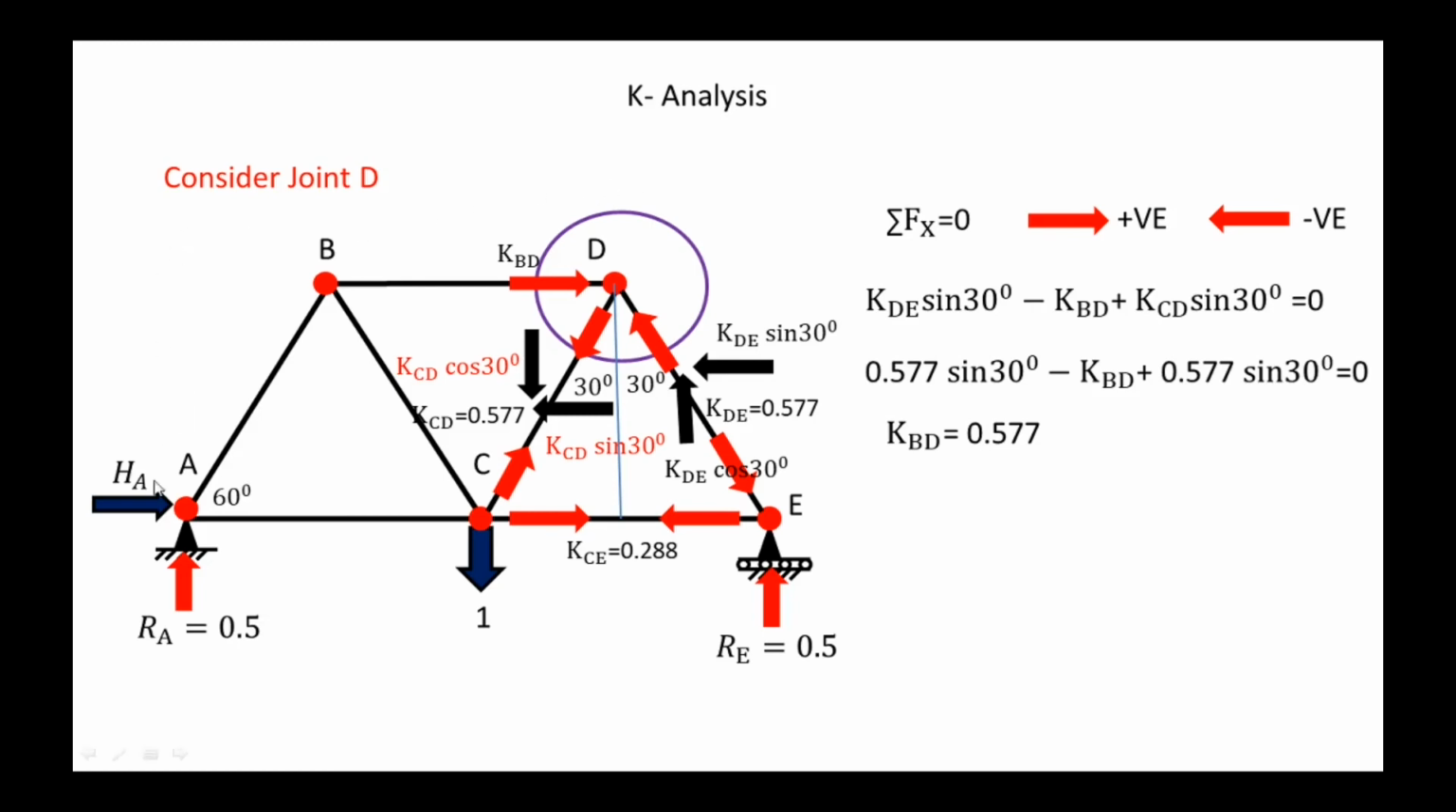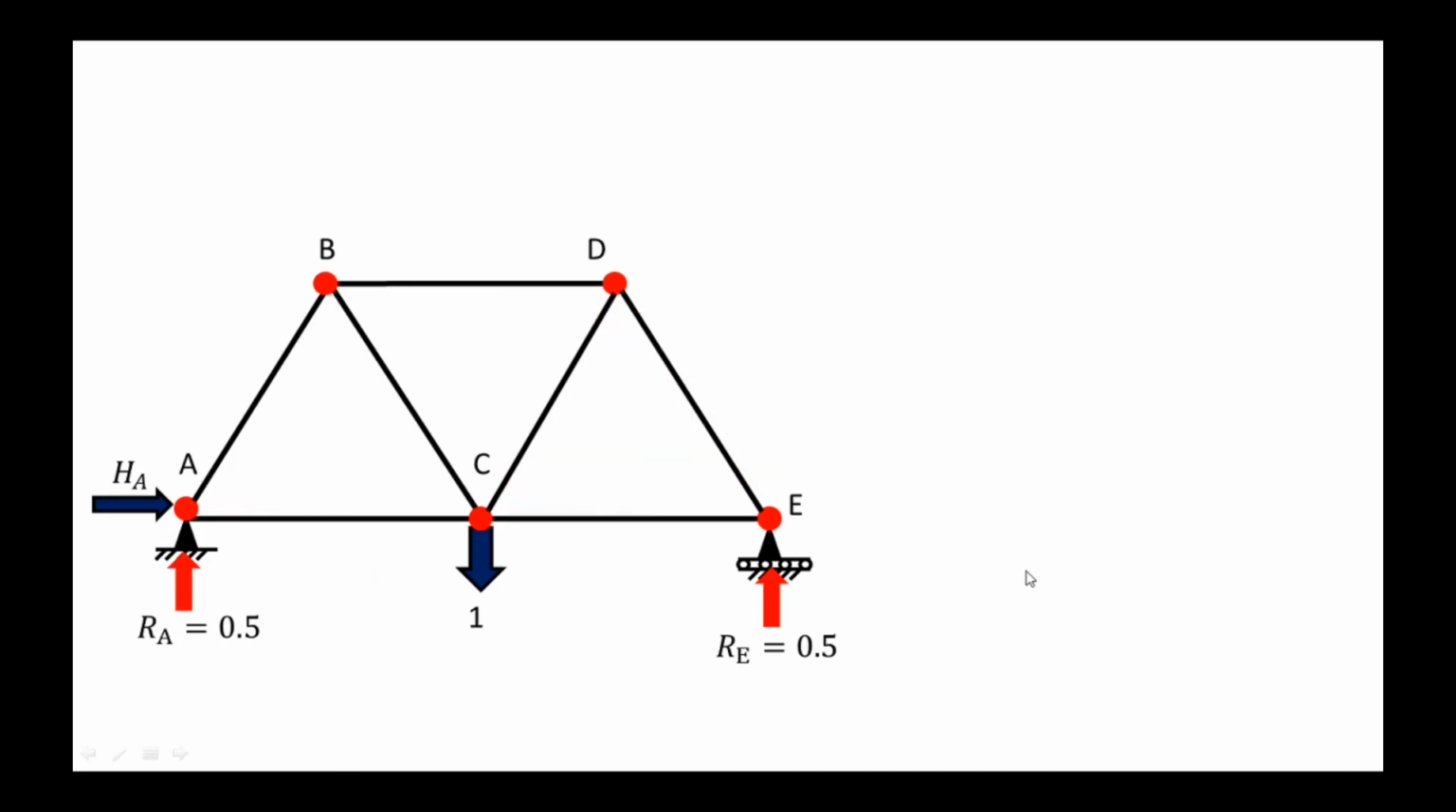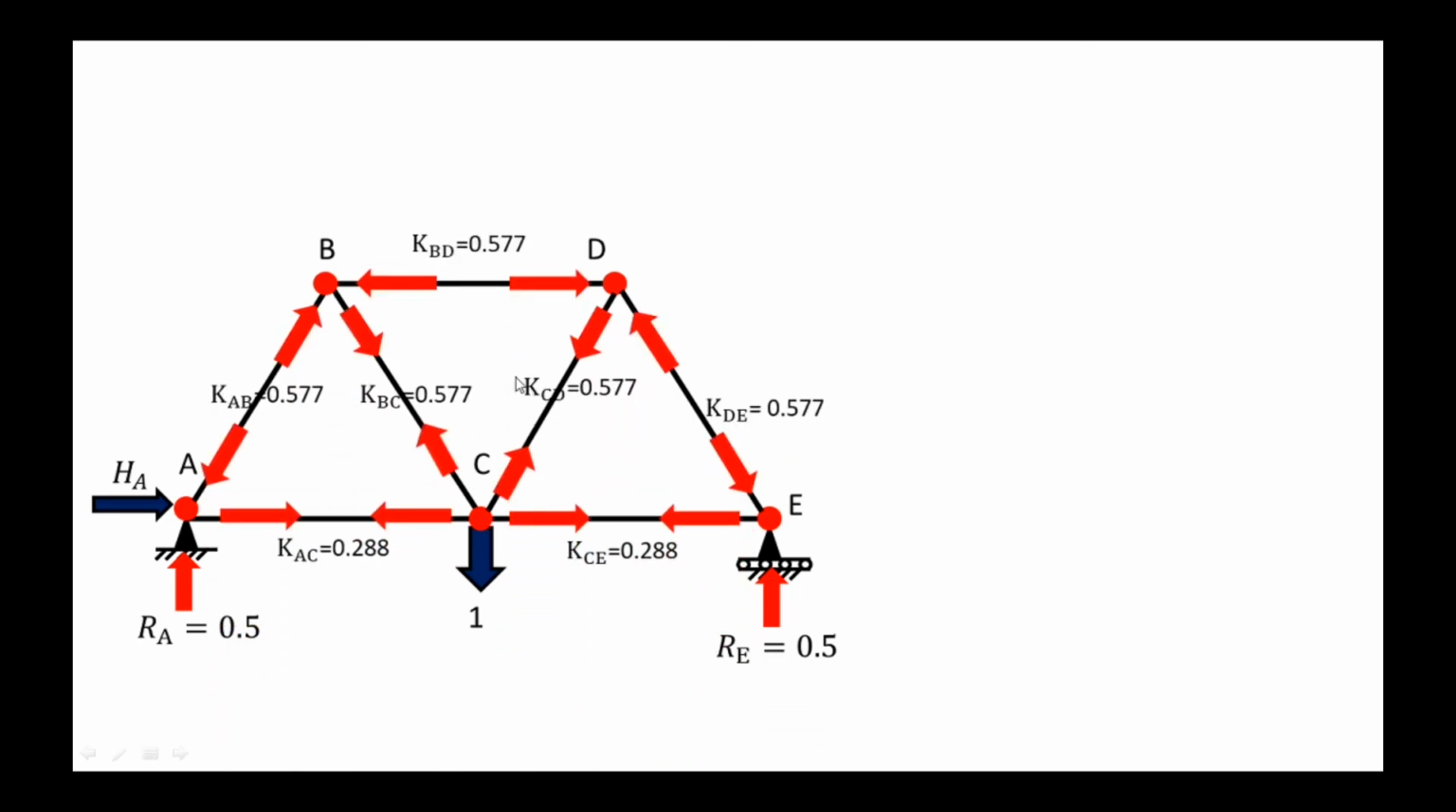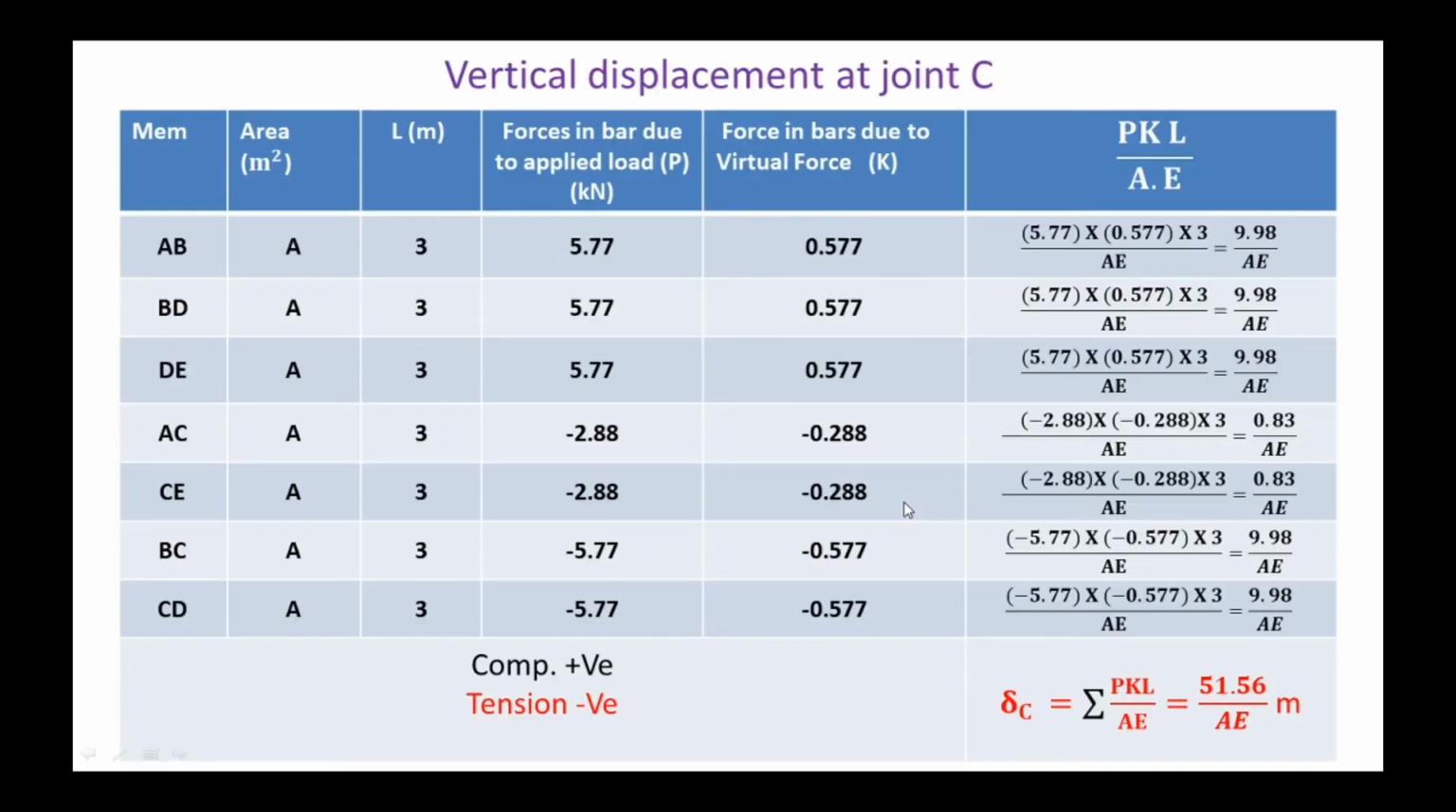So by symmetry we can write the AB force, then BC force and the AC force. So these are the forces developed in the bars due to the unit virtual load at the joint where we desire the deflection. Now, next step is to prepare the table. Now this is the table for vertical displacement at the joint C.